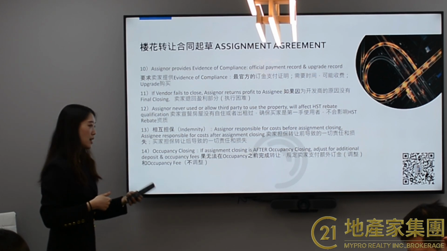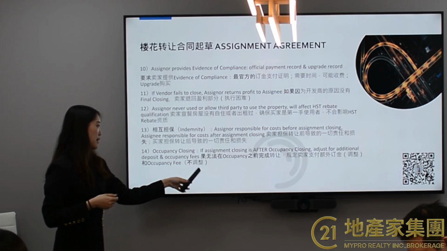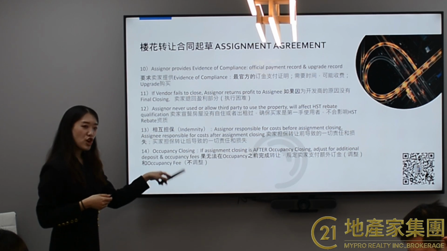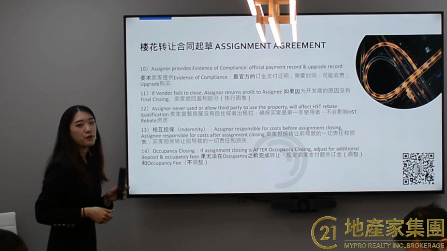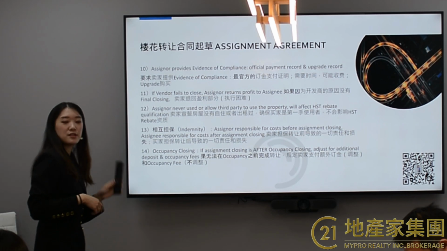Because there's a conflict right there. And assignee, so the buyer should pay for occupancy fee after, like, starting on the occupancy date. Okay. So those are some other small points.